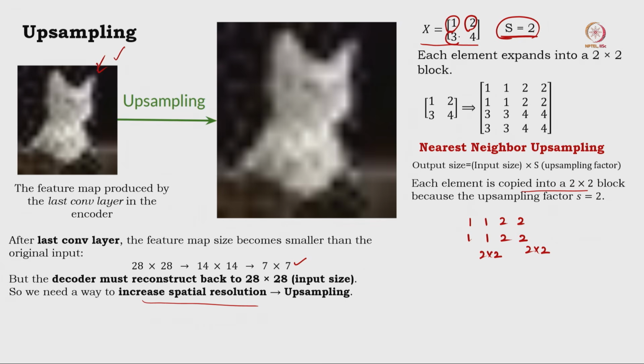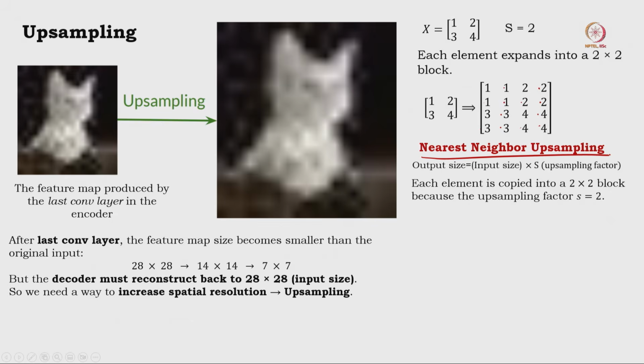Then the third element is 3, and because s is equal to 2, it is expanded 2 cross 2. Then the fourth element is 4 4 4 4. So, the 2 cross 2 input has now increased to 4 cross 4, right? This is called upsampling, where if you put each element as 1, 2, 3, 4 like this, we call it nearest neighbor upsampling.